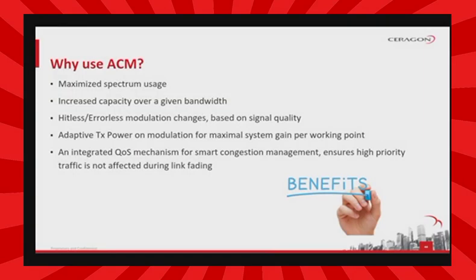Here are the benefits of using ACM. To maximize spectrum usage: to increase the capacity over a given bandwidth when propagation conditions permit it. To get more system gain, because the system can cope with approximately 1.5 to 2 decibels for each point change, meaning that the lower modulations will allow for more power throughput in operation. This functionality, called adaptive TX power, gets maximal system gain per working point.